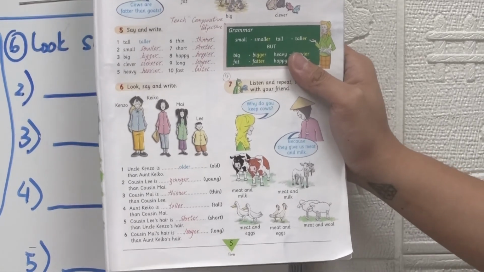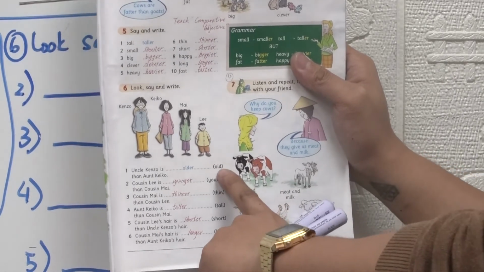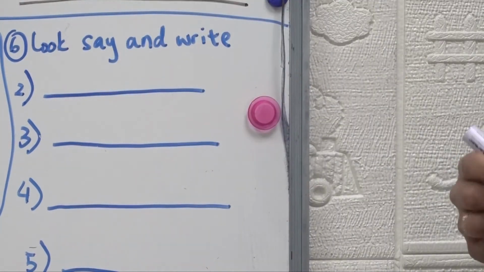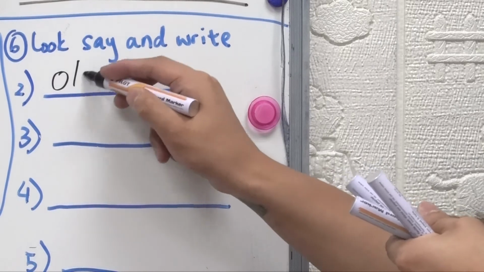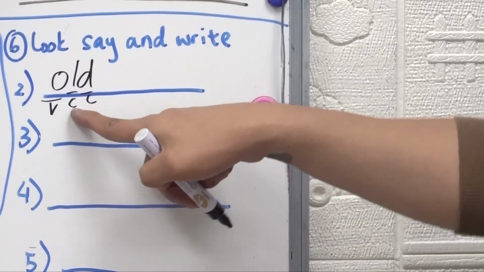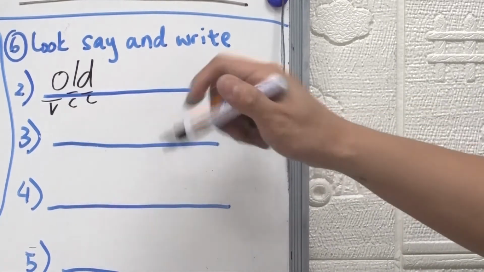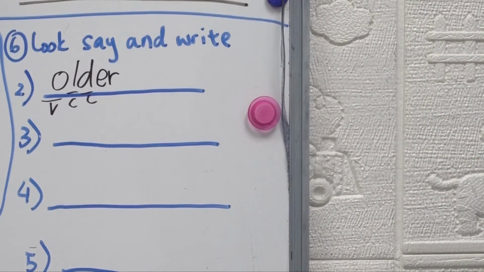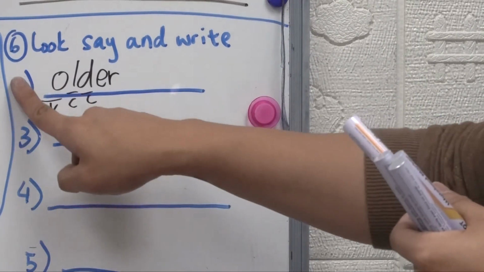So Uncle Kenzo, the word is old, will become older than Aunt Keiko. So the word old, right? Is it CVC? No, right? So only put ER. Older, right? This is number 1, not 2. Oh, sorry, number 1. Yeah, you were right, number 2.